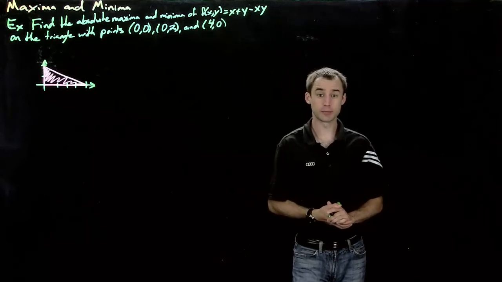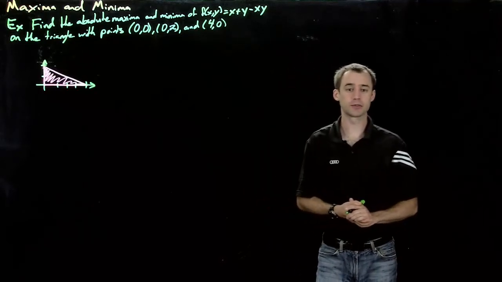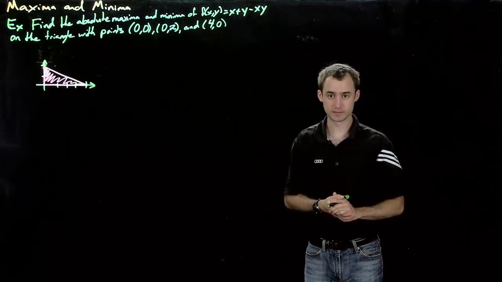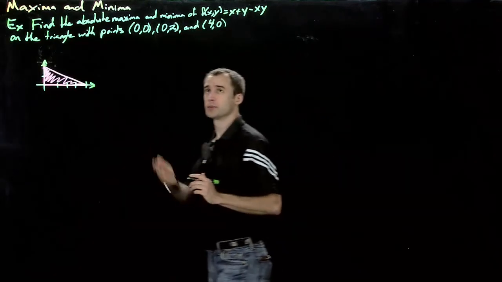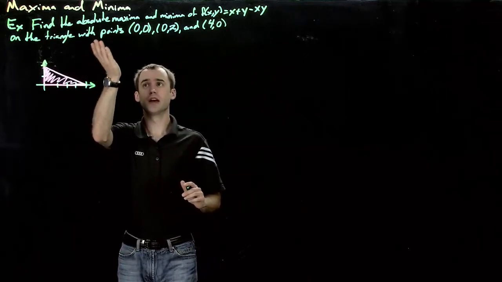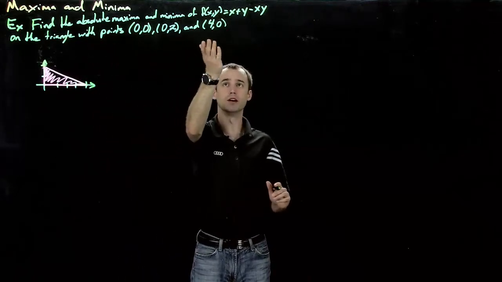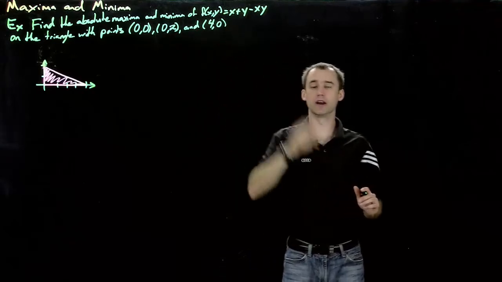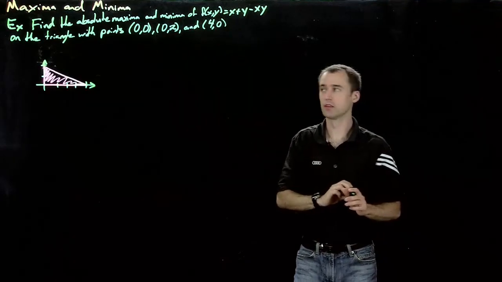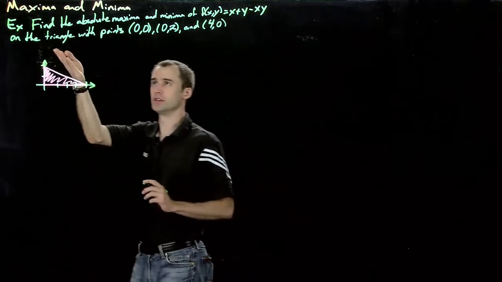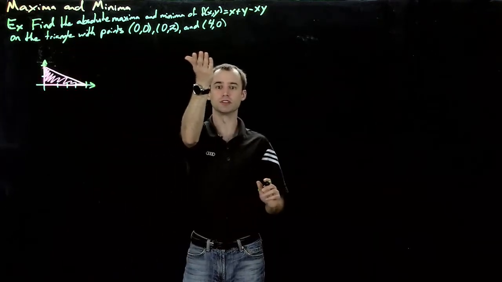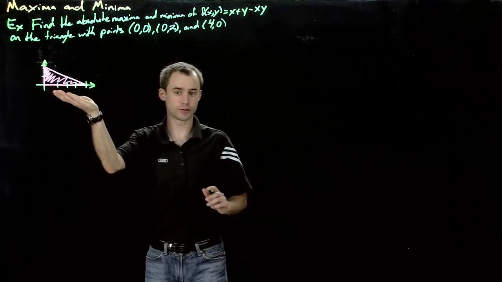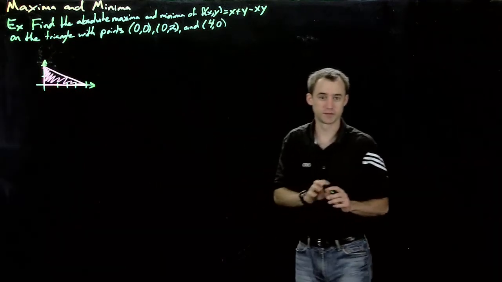Now let's do an example of finding absolute maxima and minima over a closed and bounded region. Let's suppose we wanted to find the absolute maxima and minima of f(x, y) = x + y - xy over the triangle defined by these 3 points. I've taken the liberty of drawing the triangle for your enjoyment.